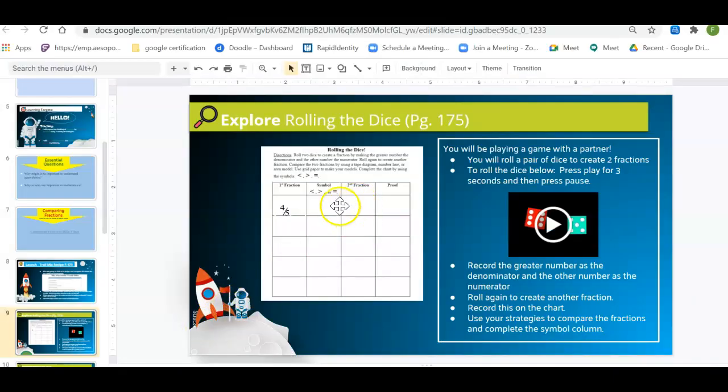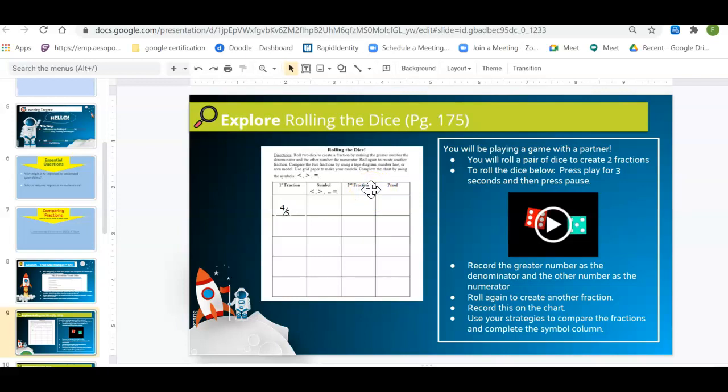So on our next slide here, guys, it's called Rolling the Dice. Now this is the same as page 175. So this page you're going to be able to find on page 175 in your math binder. Now, what we're going to do in class is work generally in groups. Maybe your teacher may even have you with a partner.